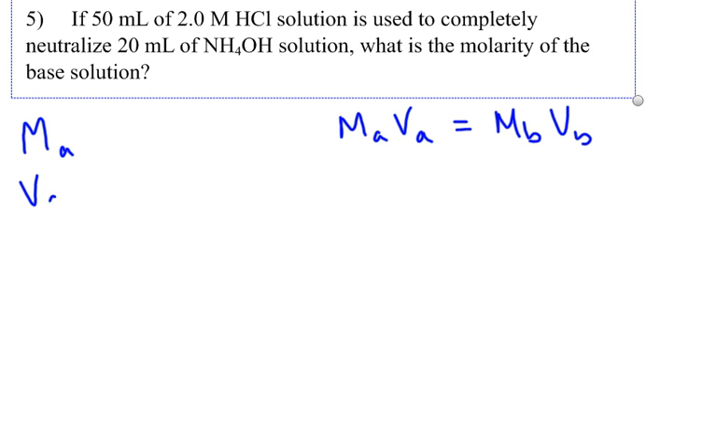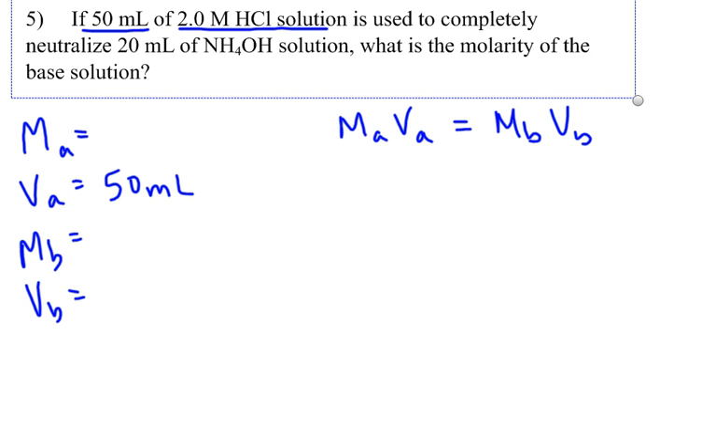Defining what everything is, we have 50 milliliters of a 2.0 molar HCl solution. So that's 50 milliliters is the volume of our acid. The molarity of our acid is 2.0 molar. It is used to completely neutralize 20 milliliters of our ammonium hydroxide solution. So we know the volume of our base. What is the molarity of the base solution?